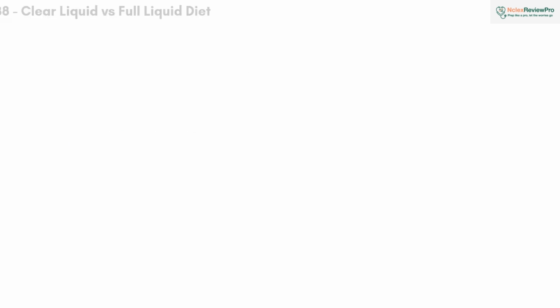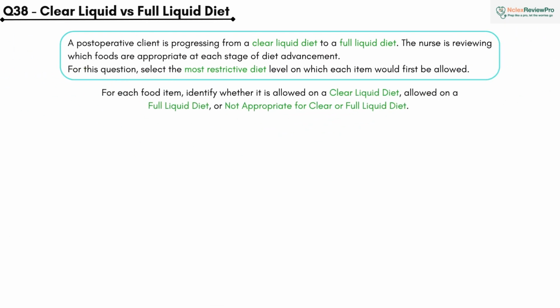Okay, let's move on. Question 38. Matrix grid. Clear liquid versus full liquid diet. Clinical scenario. A postoperative client is progressing from a clear liquid diet to a full liquid diet. The nurse is reviewing which foods are appropriate at each stage of diet advancement. And the question is asking, for each food item, identify whether it is allowed on a clear liquid diet, allowed on a full liquid diet, or not appropriate for either a clear or full liquid diet. For this question, select the most restrictive diet level on which each item would first be allowed.